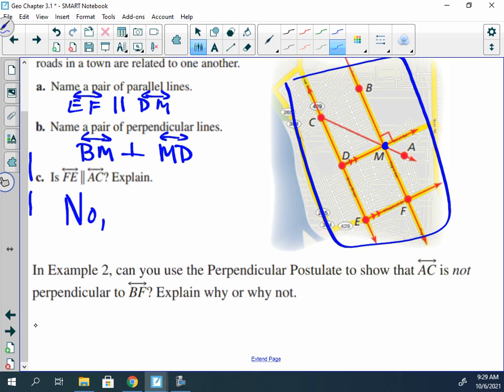So our parallel postulate states, given a line and a point not on the line, there's exactly one line through the point that is parallel to the given line, yes? Well, EF through that point M is parallel to DM, yes? So can any other line through point M be parallel to EF? Well, no, it would also have to be the line DM. So it can't be because it's not a part of that line. Does that make sense? Well, you can also see that it's going to eventually intersect it, but so this would be no.